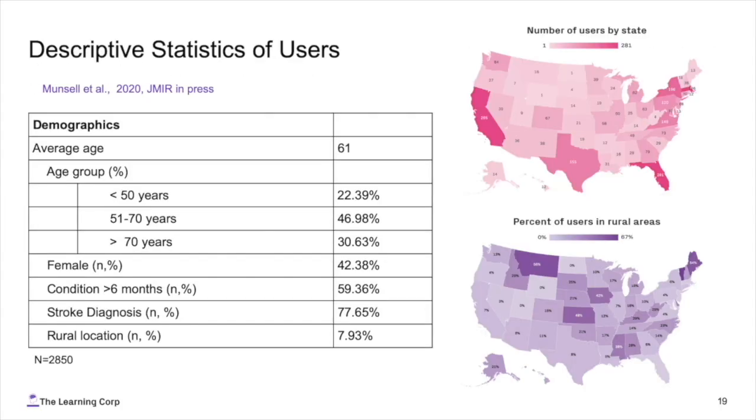Here's some of the descriptive statistics. There were 3 age groups examined. Females made up about 42% of the sample. People in the chronic phase made up about 59% of the sample. Stroke diagnosis made up about 77%, and then people in the rural location only made up 7.93%, which is interesting. There were significantly more urban users in the sample. The pink map shows the number of users per state, and interestingly, you can see there tends to be more users on the coastal states. And then the purple map shows the users in rural areas. So the inverse would be the amount of urban users.